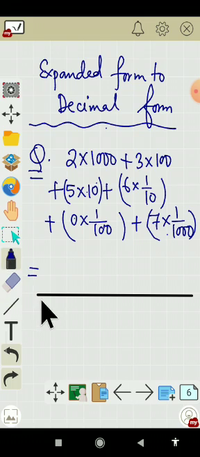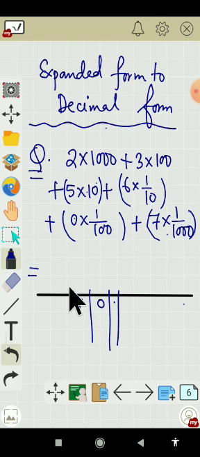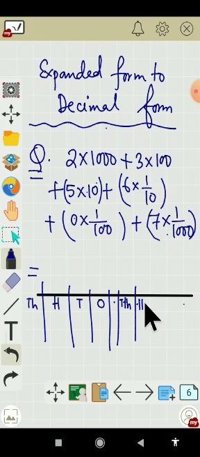So suppose I have written here the decimal point in the middle, then ones, then tens, then hundreds, then thousands. Similarly, tenth, TTH, hundredth, HTH, thousandth, TTH, thousand.